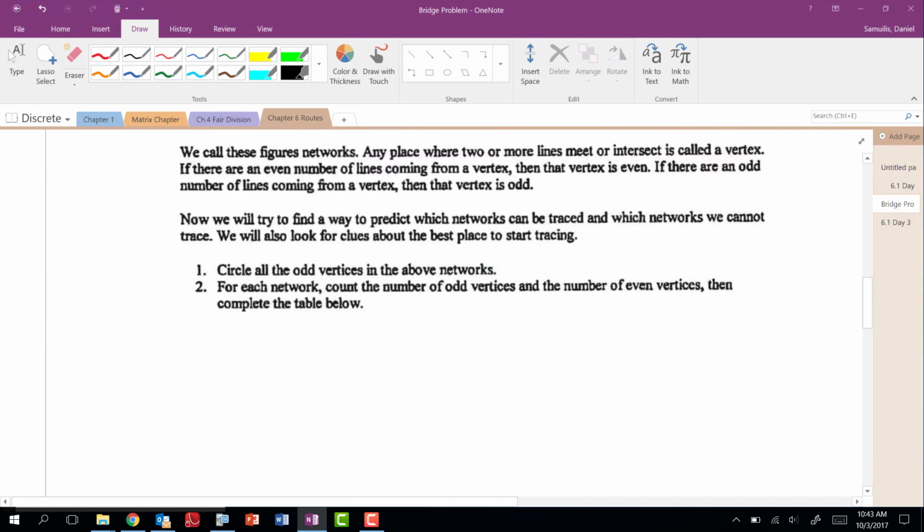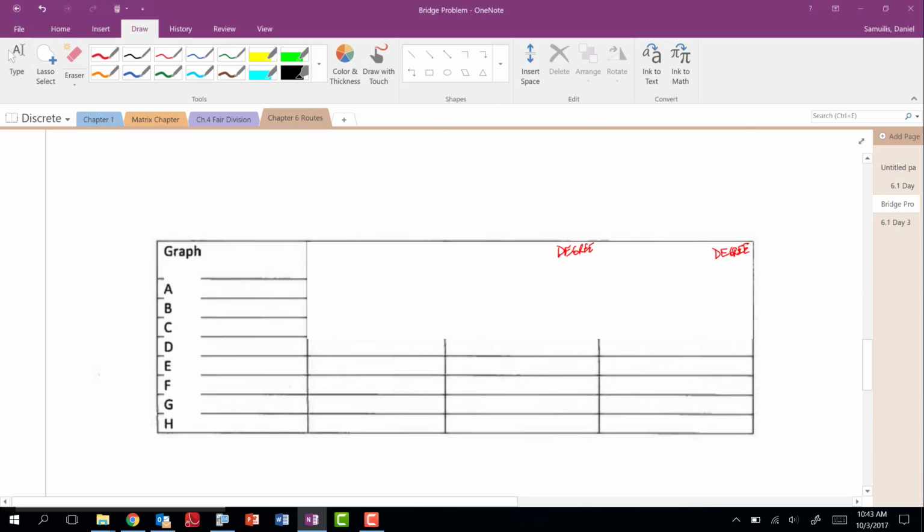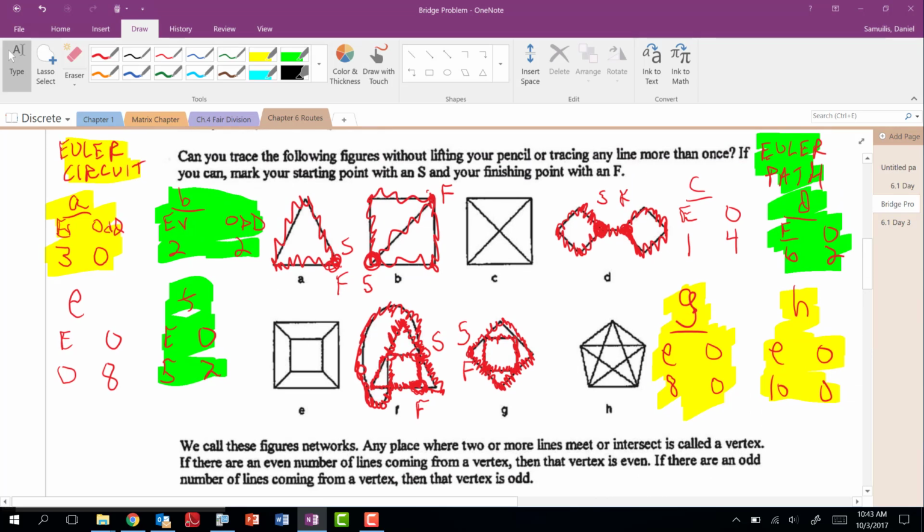If you did the spirit of this worksheet, flip it over, but don't. Any observations about the relationship between the number of odd vertices and whether or not you can trace a network without lifting your pencil? Well, actually, I want more than that. Let's look at the yellows. What do you notice about all the Euler circuits? There is no odd degree in any vertex. What do you notice about the Euler paths? Not just more odds, there's something very specific that all 3 of them share. Exactly what? 2 odd. That's your notes for today.